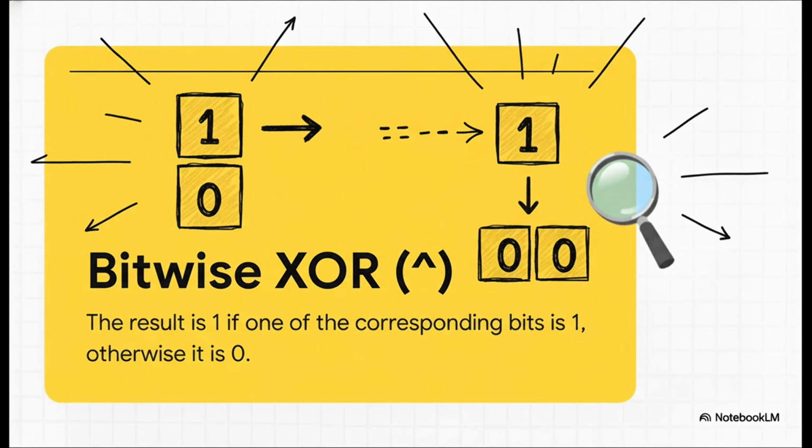Now for a really interesting one, the exclusive OR, as it's usually called, XOR. This operator is all about finding differences. It spits out a 1 only when the 2 bits in a position are different.